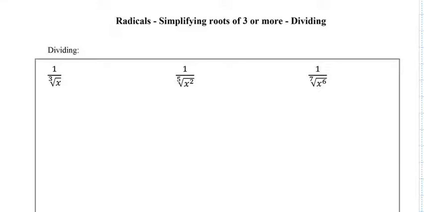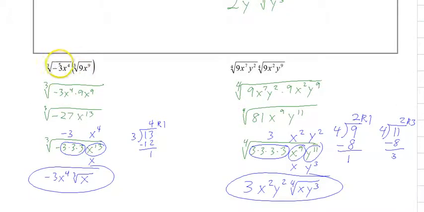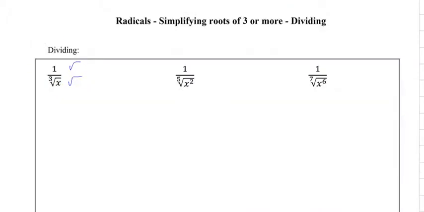This is radicals simplifying with roots of 3 or more. So we're rationalizing the denominator here. But before we would just go, oh, square root of whatever it is. But we can't now because they have to be the same. Remember, whenever we multiply, the roots have to be the same. So here we have to use a cube root.